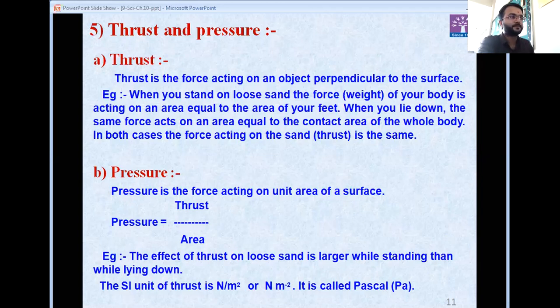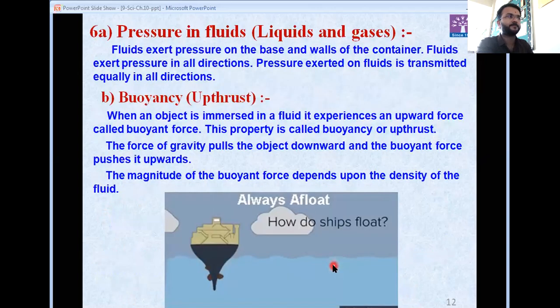Okay. Here thrust is force, its SI unit is Newton, and the SI unit of area is meter square. So the SI unit of pressure is Newton per meter square. And if we write meter square in the numerator, then its power sign will change. Its other SI unit is also called Pascal. Its symbol is capital P, small a.